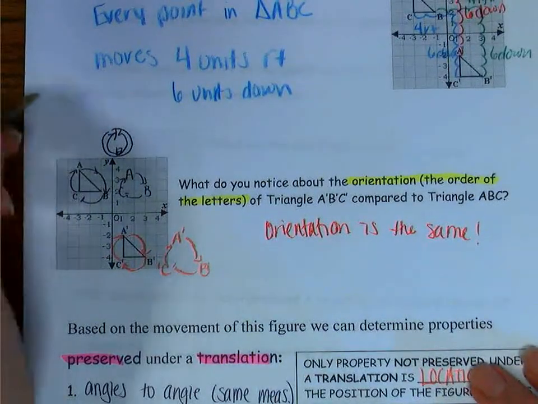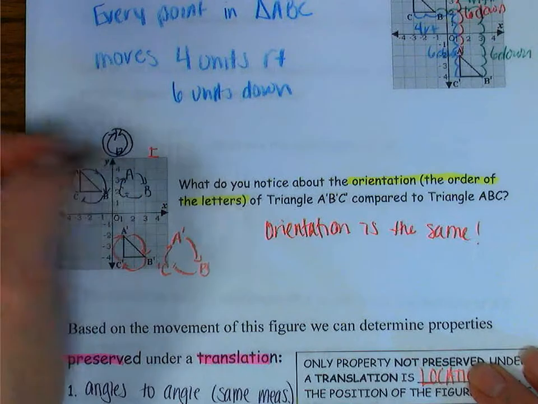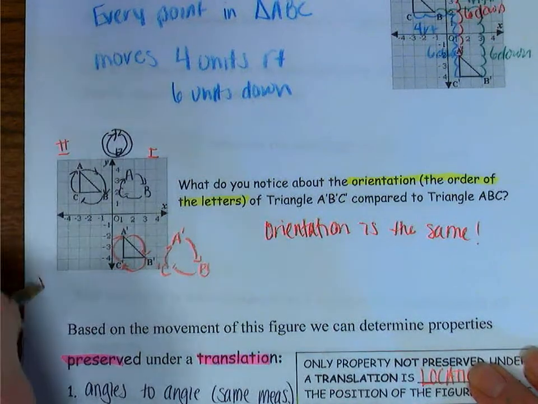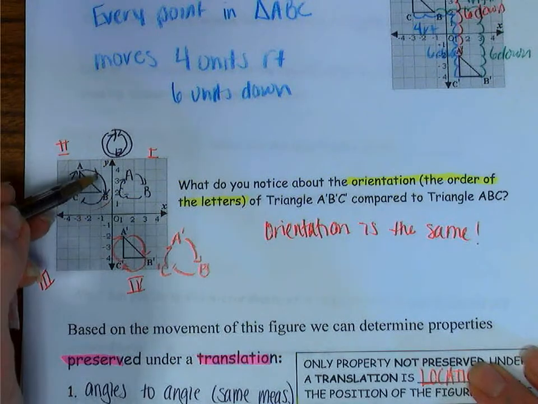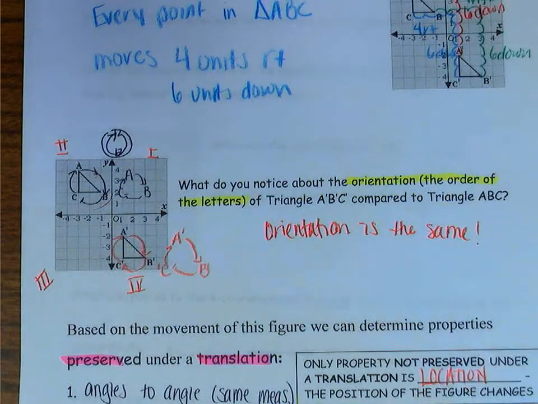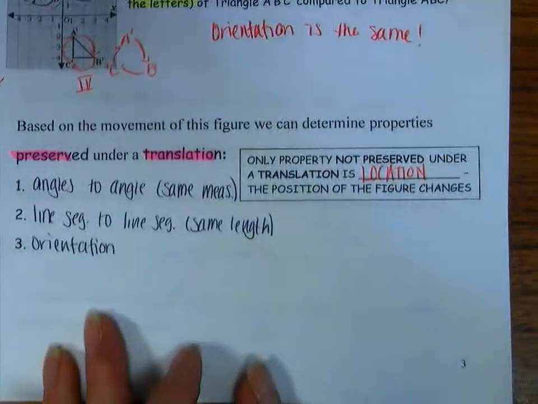And so what we mean by location is if we take a look at triangle ABC, this is quadrant 1, this is quadrant 2, this is quadrant 3, and this is quadrant 4. We start off in quadrant 2, we end up in quadrant 4. So the location is not the same.